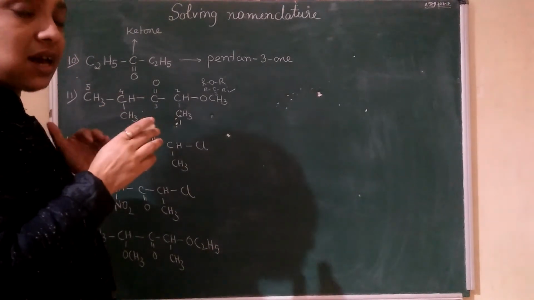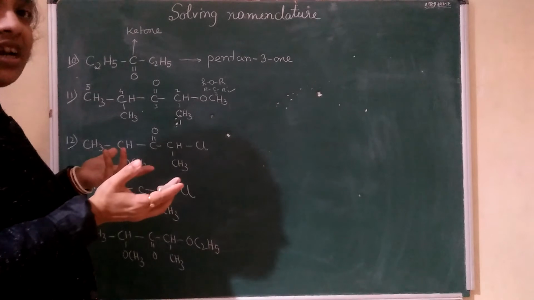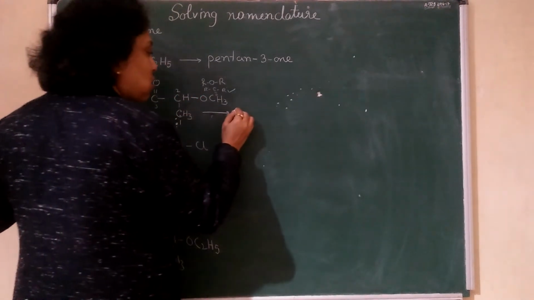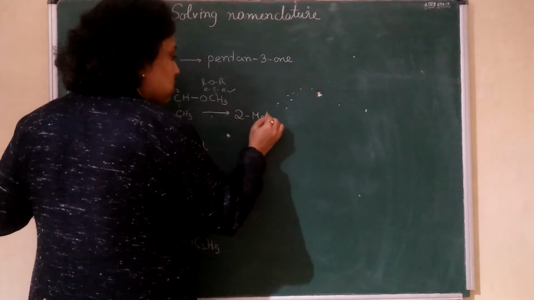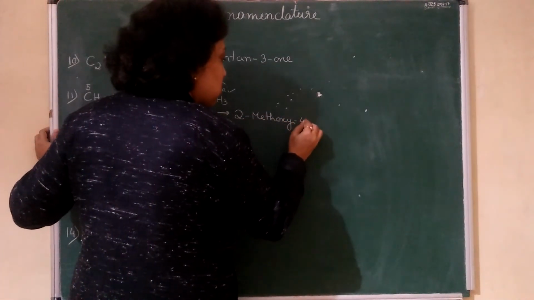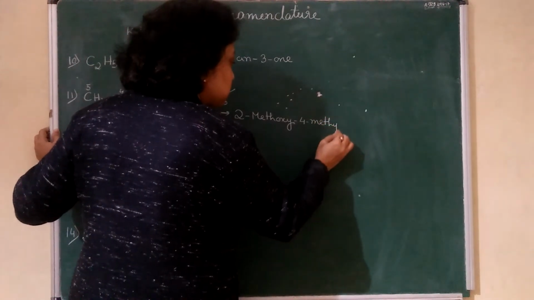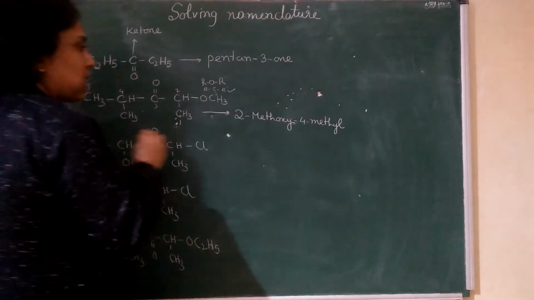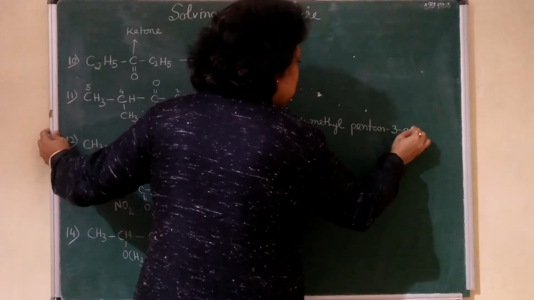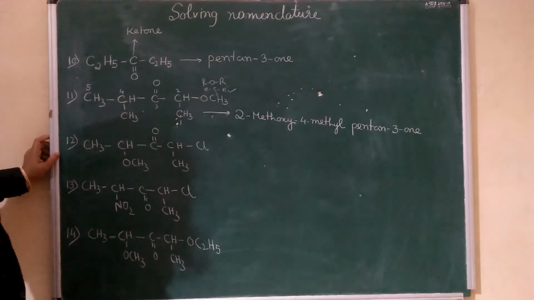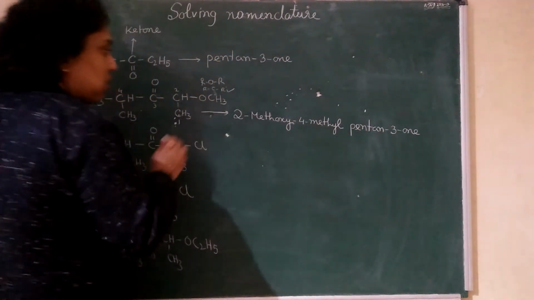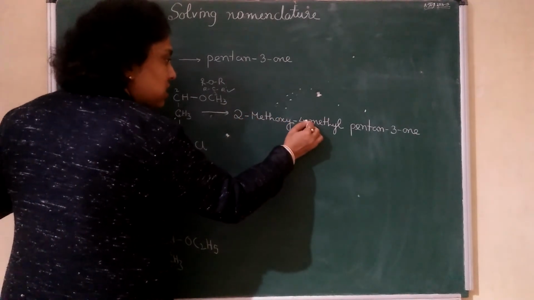Once you understand which side the numbering is to be given, giving priority, there is nothing else in nomenclature. Okay. So position 2 is methoxy, so 2 methoxy, 4 methyl, and how many carbons? 5 carbon, pentan-3-one. So 2 methoxy, 4 methyl, pentan-3-one. Don't give gaps, write it together. Only after the numbering you have to put a dash.